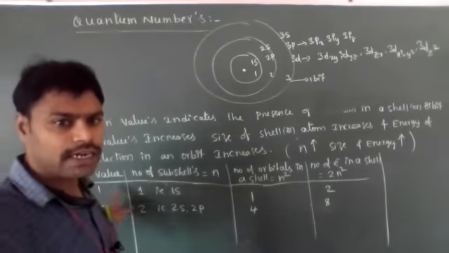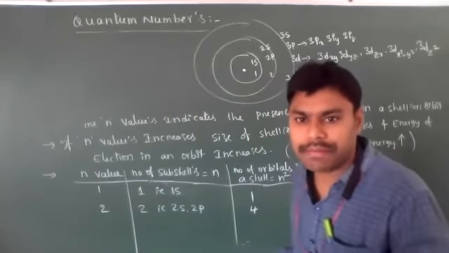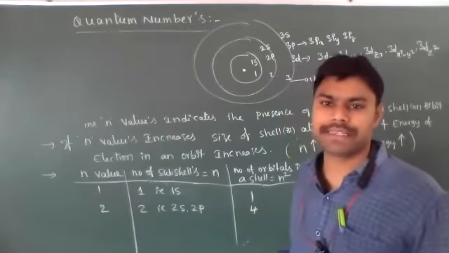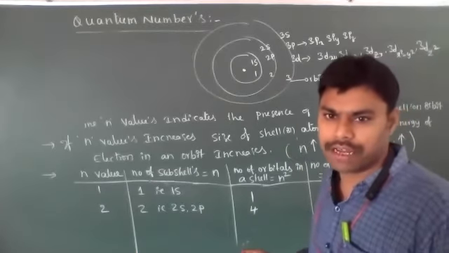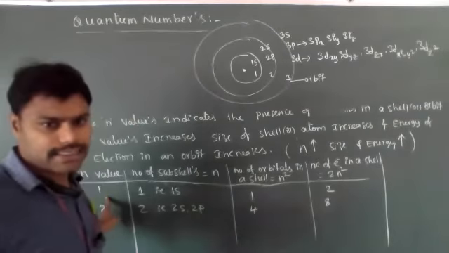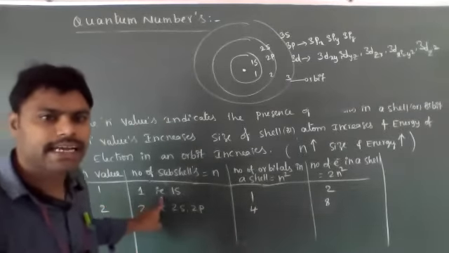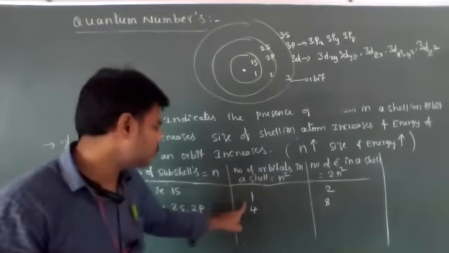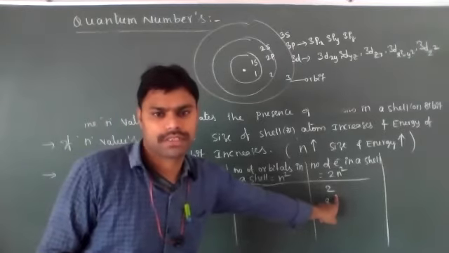So what I am trying to explain from n values is: if n value is equal to 1, how many subshells does it contain? In a subshell, how many orbitals are present? In an orbital, how many electrons are present? I am trying to give one tabular form. Now if n equal to 1, that belongs to the first shell. The first shell always contains only one subshell, that is 1s. One subshell contains only one orbital. In one orbital two electrons are present.